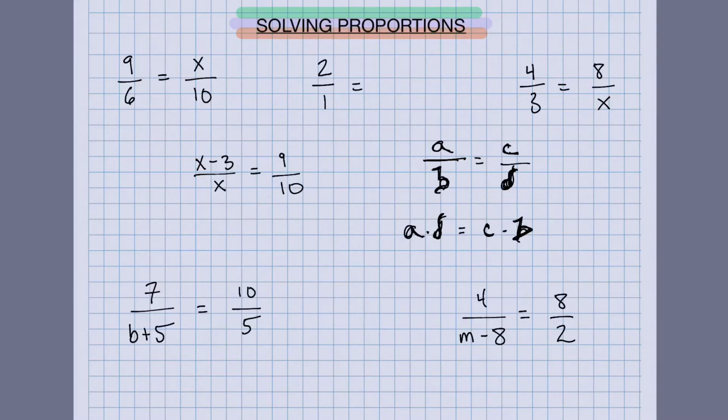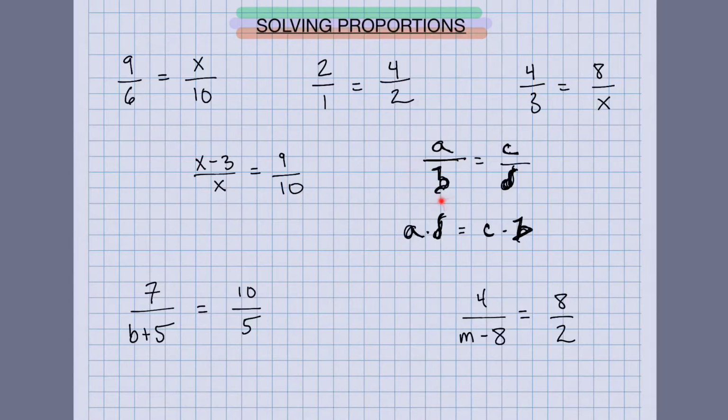Okay, 2 divided by 1, everyone knows that's 2, right? 2 divided by 1 is 2. So we could say 2 over 1 equals 4 over 2. Okay, 4 divided by 2, that also equals 2. So these two are equal. Okay, 2 over 1 is 2, and 4 divided by 2 is also 2.